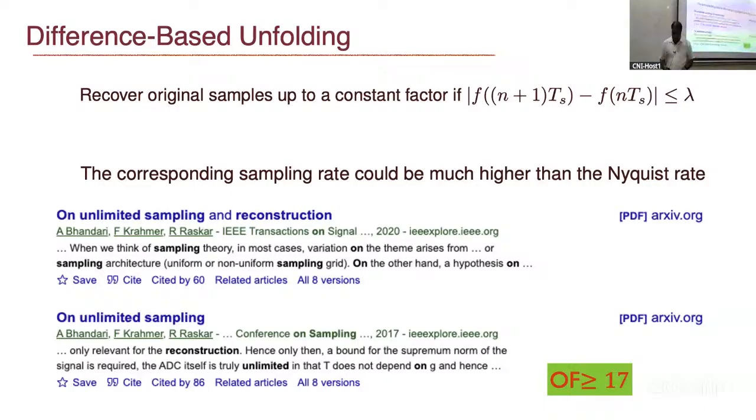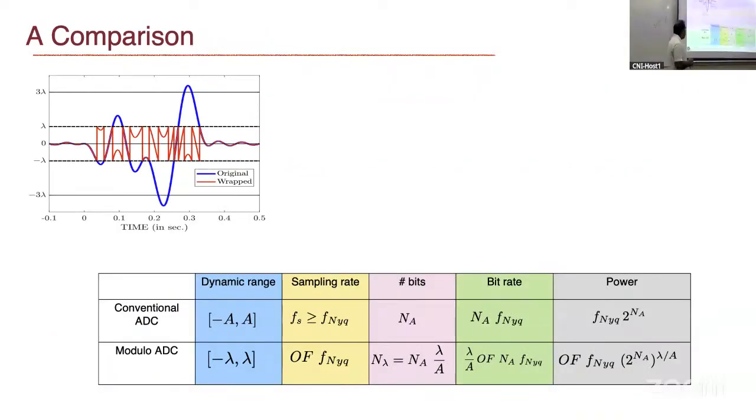Now let's talk about her question and a kind of comparison. What if I use an ADC which has a full dynamic range? And what if I use modulo folding and then an ADC with a smaller dynamic range? What am I paying? Where am I gaining? This is just a question. These are still open questions. So I have this table.